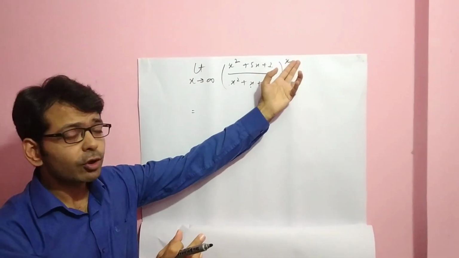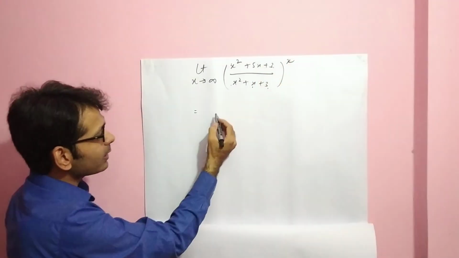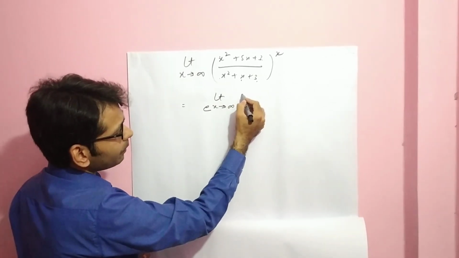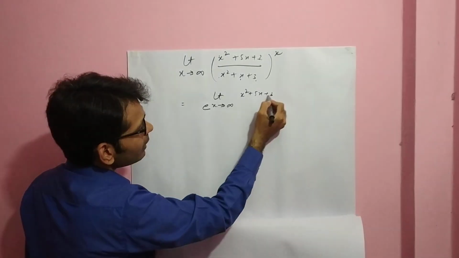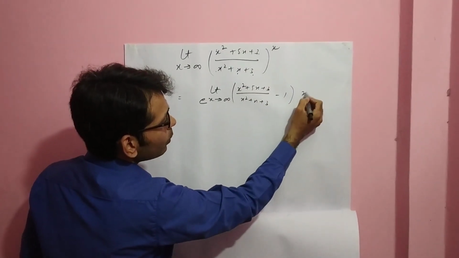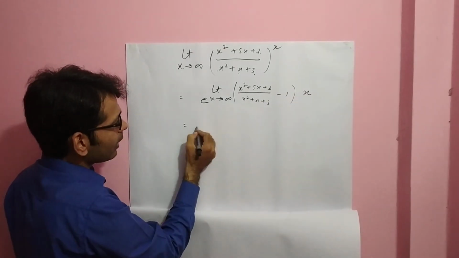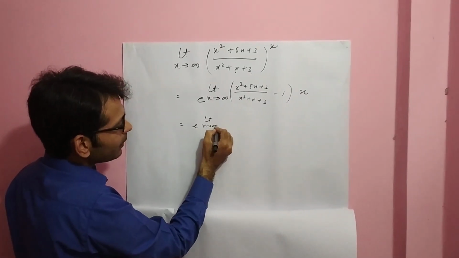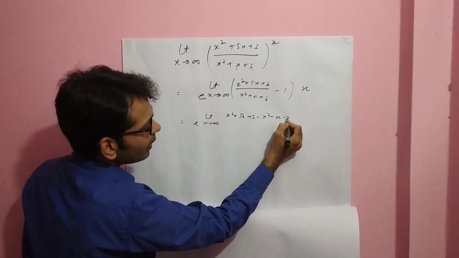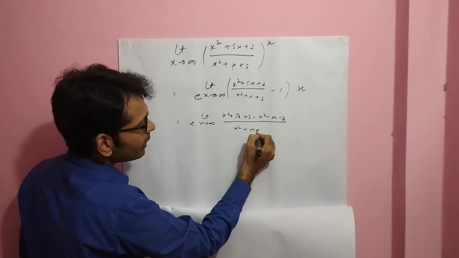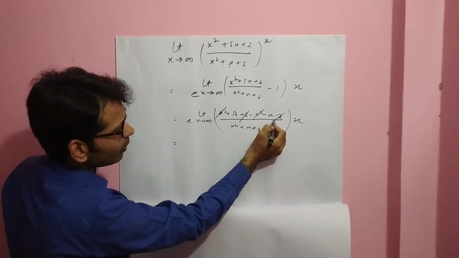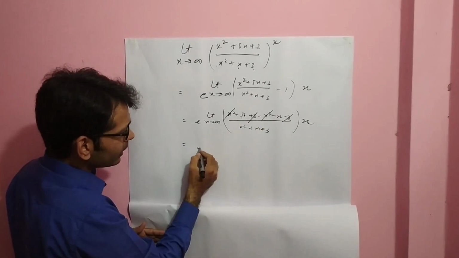हमारे पास f(x) to the power g(x) है. अब हम इसको डायरेक्टली लिख सकते हैं e to the power limit x tending to infinity, (x square plus 5x plus 3 divided by x square plus x plus 3 minus 1) into x. अब यहाँ पे हम एलसीएम ले लेते हैं. एलसीएम लेके हमारे पास क्या बचेगा? x square plus 5x plus 3 minus x square minus x minus 3 divided by x square plus x plus 3, into x. यहां से x square कैंसिल आउट हो रहा है, 3 कैंसिल आउट हो रहा है, हमारे पास बचा 4x into x, 4x square.